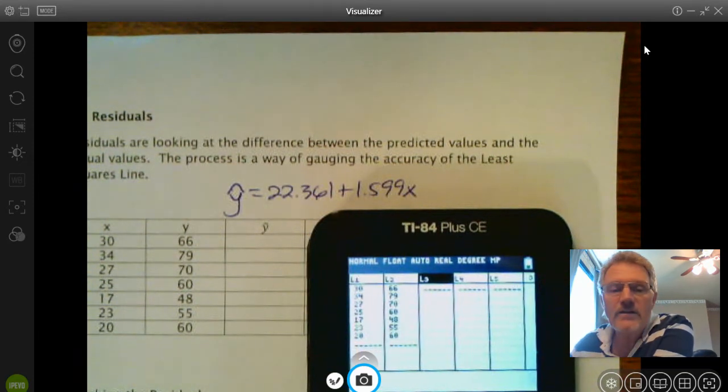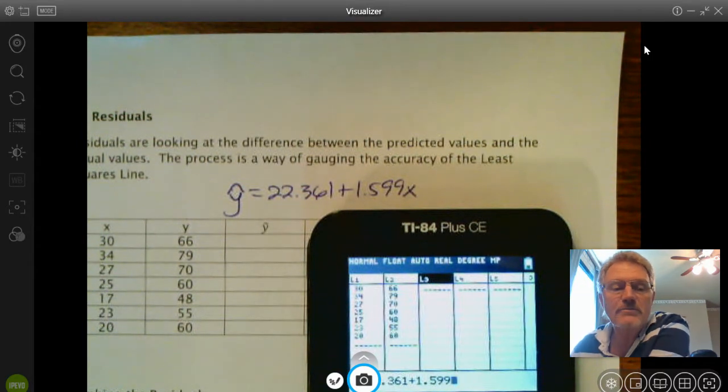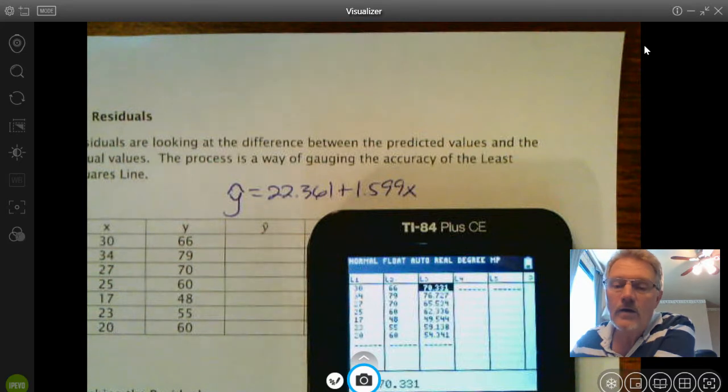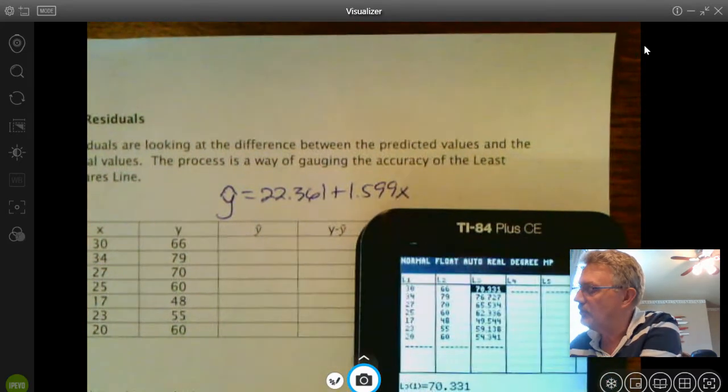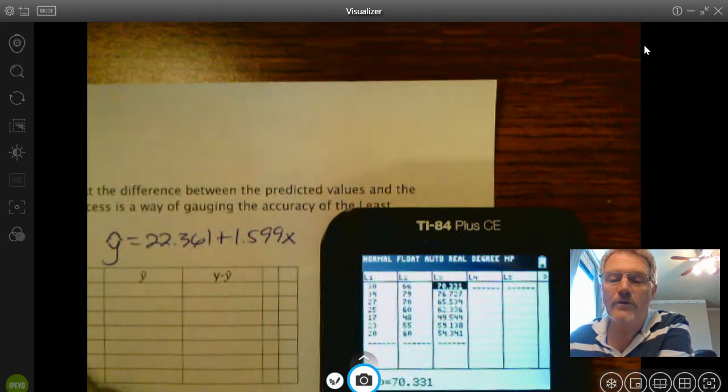Okay, so the next column I need is y hat. That's the predictor. So that would be taking each of these x's, putting them in the equation, and then putting the result here. And the nice thing with these calculators is that it will do that for you. I went up to the title and I did 22.361 plus 1.599 times x, and my x's are in list 1, so I do times second 1, enter. So all of these numbers are my predicted values.